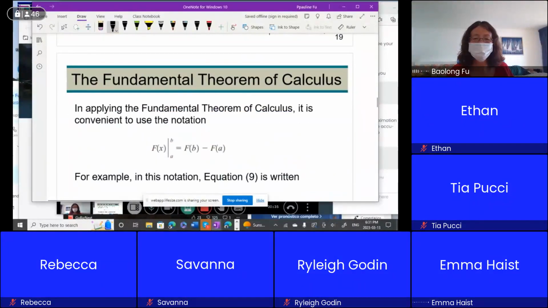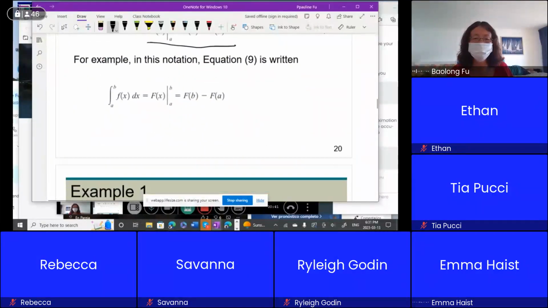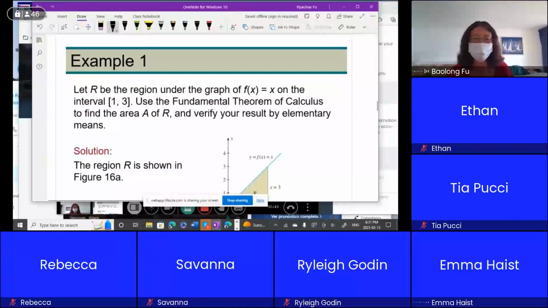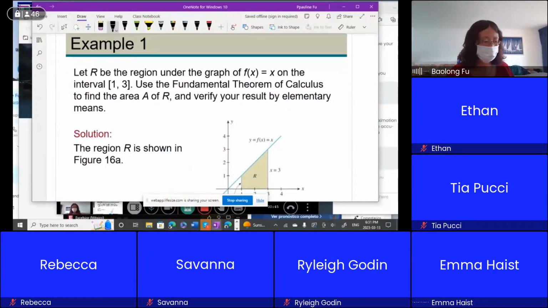Okay, this is just a notation. Okay, let's take a look at the example.